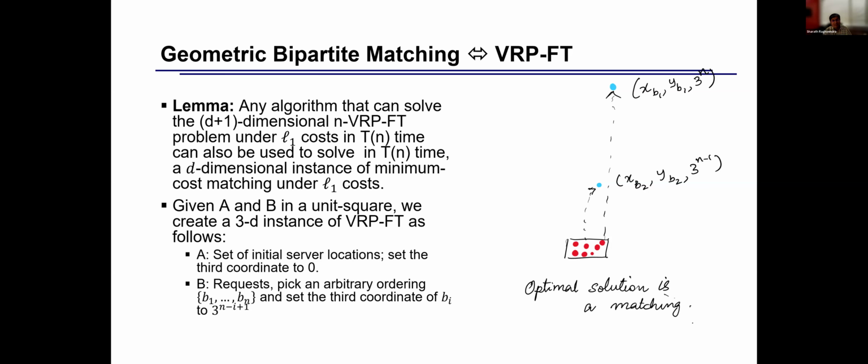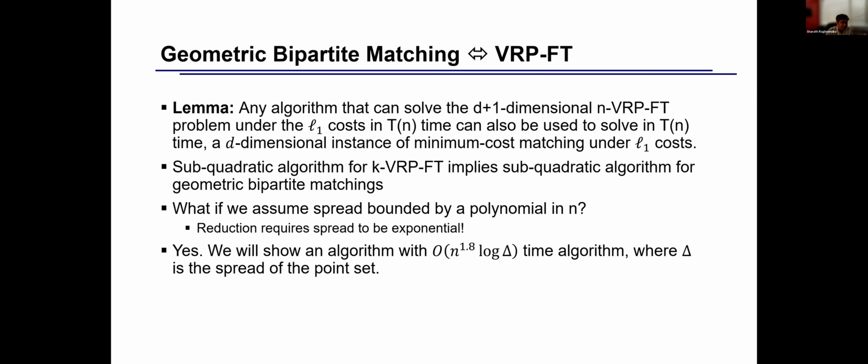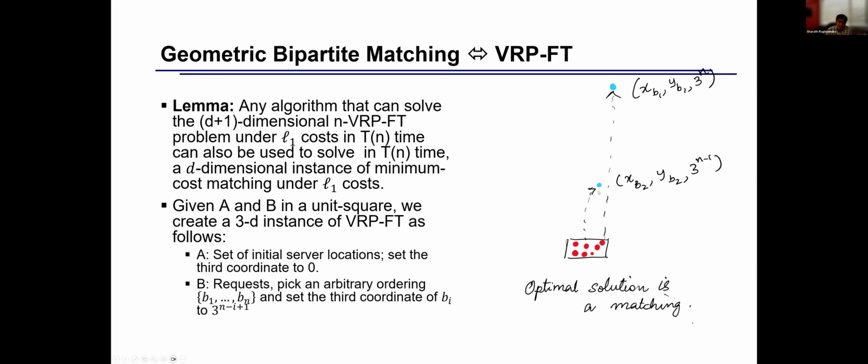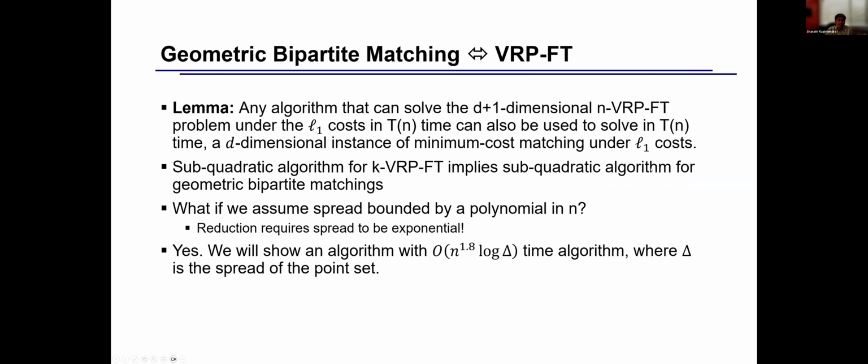So is there anything interesting we can do now? It turns out that if you observe, in the instances we created, we had to set coordinate values to be extremely high. The third coordinate was 3 to the n. So the spread of the instance we have created is exponential in n. A natural question to ask, therefore, is whether we can do anything better if we assume that the spread is bounded by a polynomial in n. And that's the focus of what I'm going to present next.